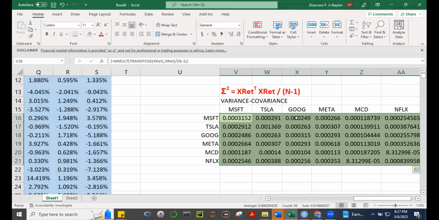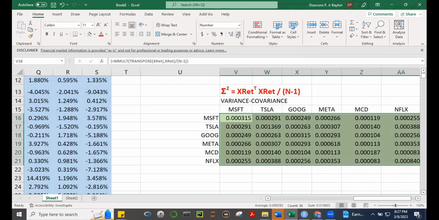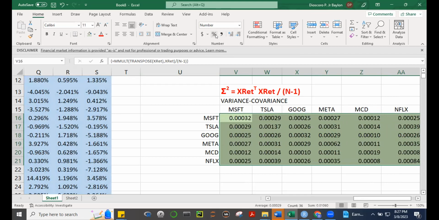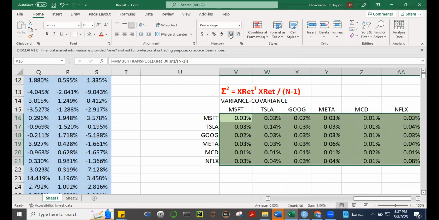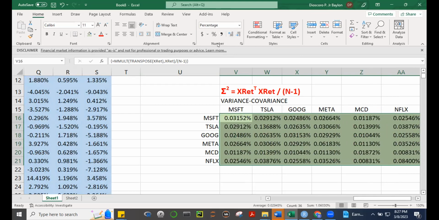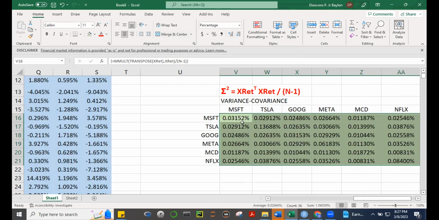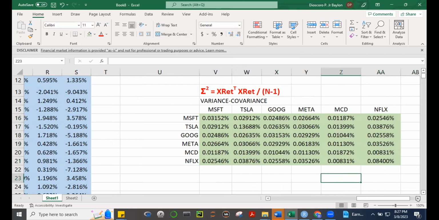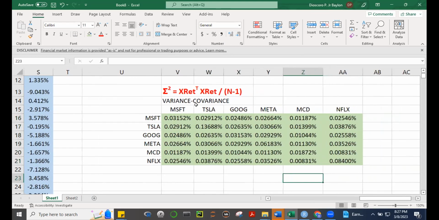All right, you have that. And then let me just decrease lang the decimal place, masyado malaki. Percent ko na lang. All right. Okay, so that's your variance covariance. What does this mean? This is the variance of Microsoft. This is the variance of Tesla, the variance of Google, the variance of Meta, the variance of McDo, etc. Okay?